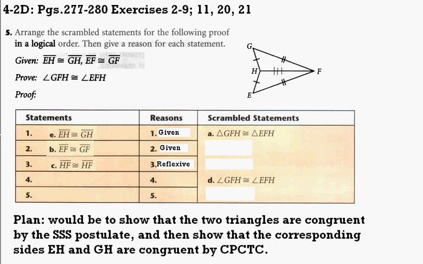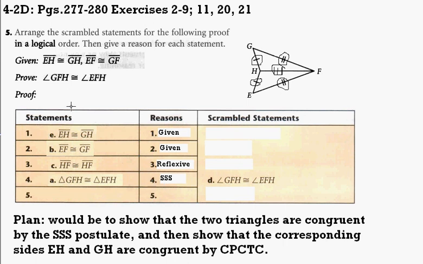And hopefully what we're going to see is that we have side, and we have side. So we have a side-side-side postulate showing that the two triangles are congruent. So the next statement then would be the triangles are congruent, and the postulate for that would be SSS. That'd be the SSS postulate.